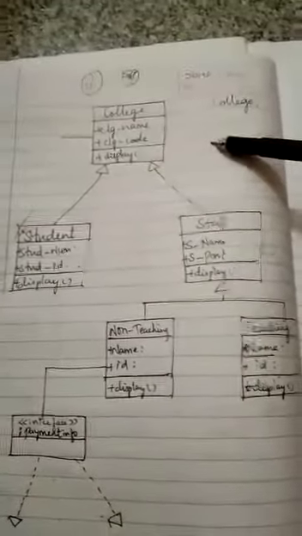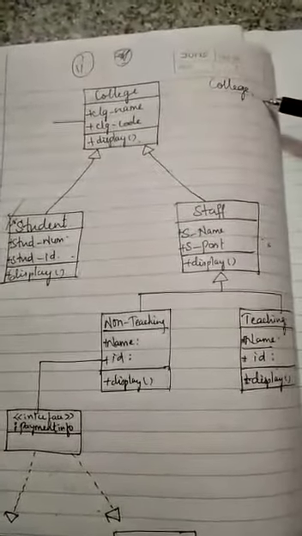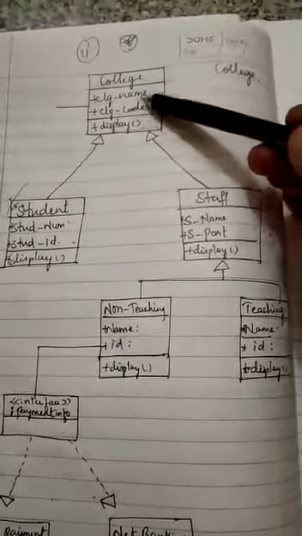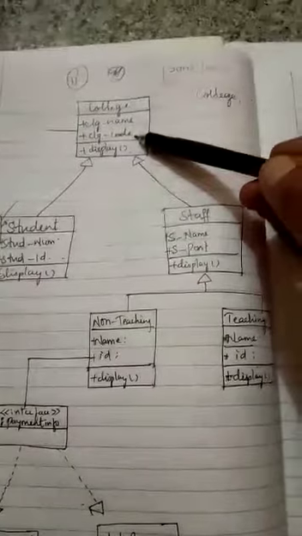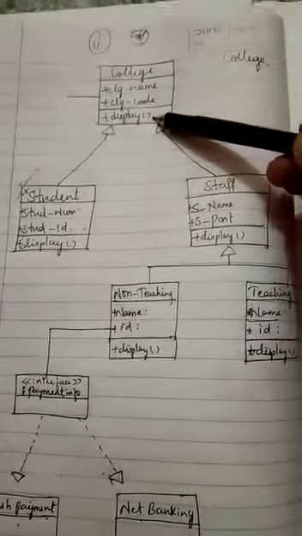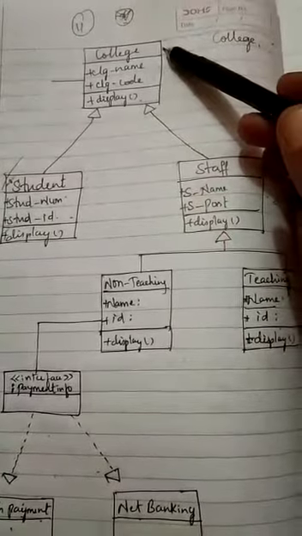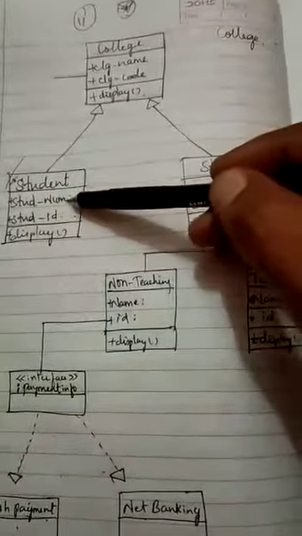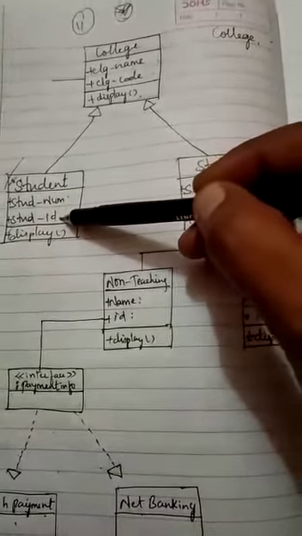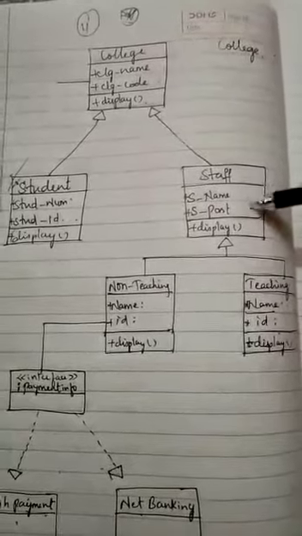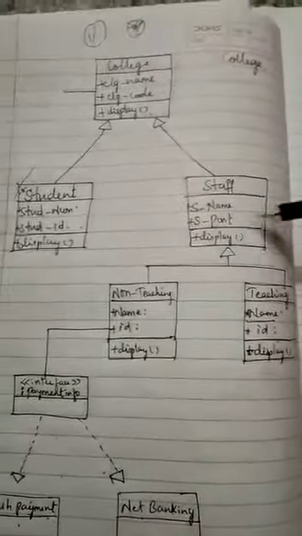So another example for the class diagram is the class diagram for a college. College has a name and a code, and the methods are display and show. In generalization, these two are child classes inherited from the college, which is the parent class: student, and student has attributes student name and student id, and a display method.